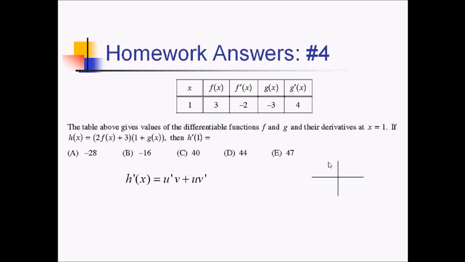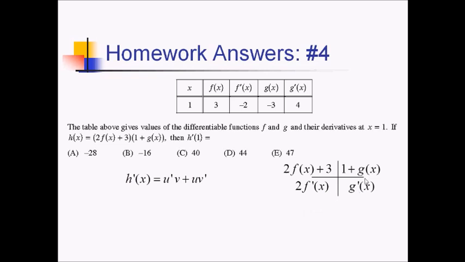So for the top of my box, I've got the two factors, 2 times f of x plus 3 and 1 plus g of x. For the bottom now I have to take their derivatives. So this is 2f prime of x. The 3 goes away because it's a constant. And over here we have g prime of x.